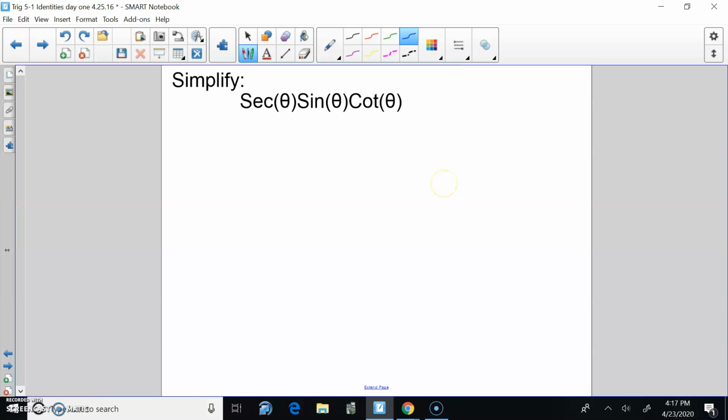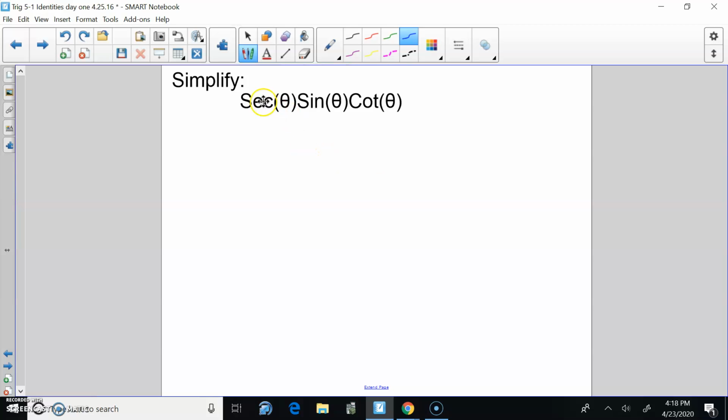All right, one more example. We're going to simplify secant theta, sine theta, cotangent theta. So the way this one's going to work, it's not obvious exactly what I'm supposed to do. The whole thing looks a little confusing. They're all multiplied together, but I wish it wasn't three different pieces. I wish it was kind of just one thing maybe, or at least two would be better than three. So how am I going to simplify this?